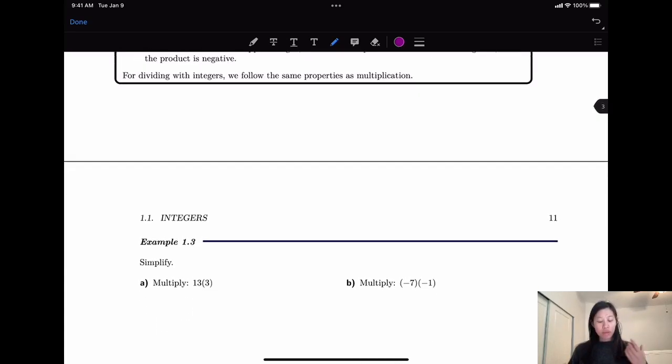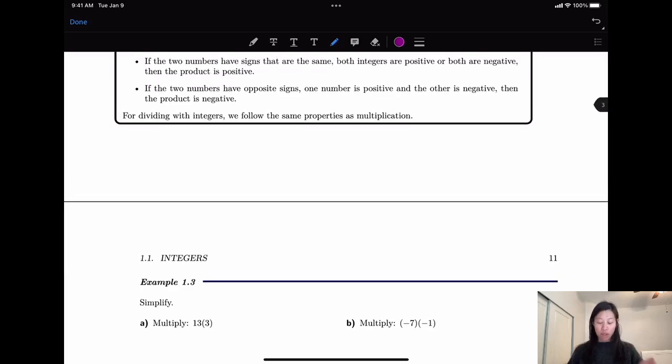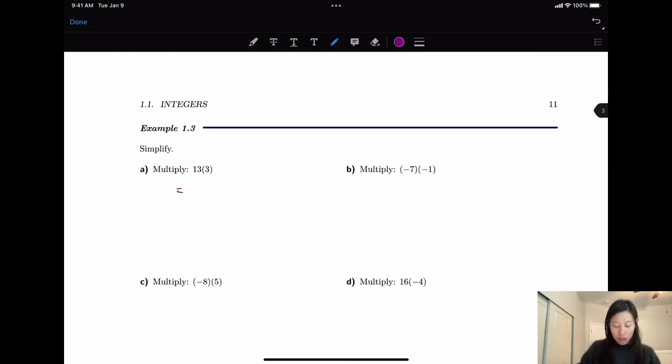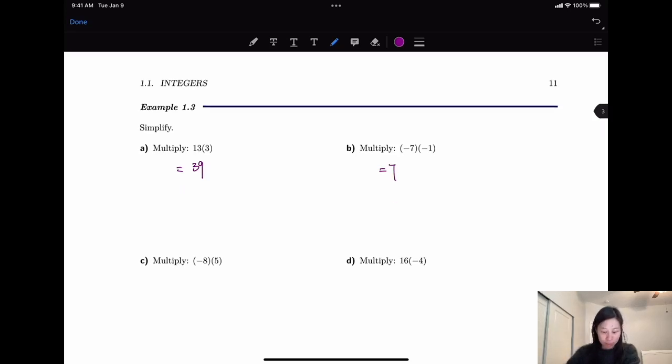Now, for dividing integers, we follow the same property as multiplication. Look at these two: 13 times 3. They have positive signs, so when they multiply together, we should get a positive number, 39. And then we multiply negative 1 and negative 7. They both have a negative sign, so that means their product should be positive. 7 times 1 is 7.